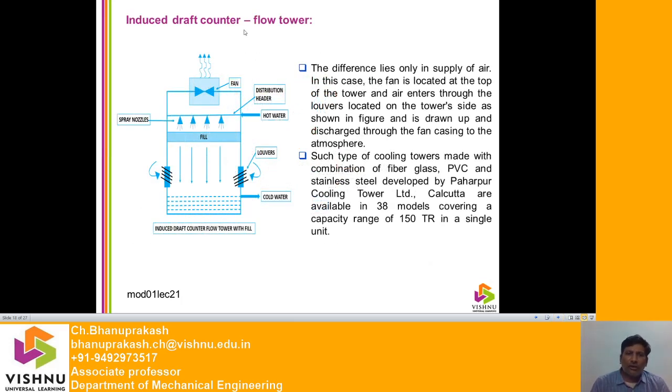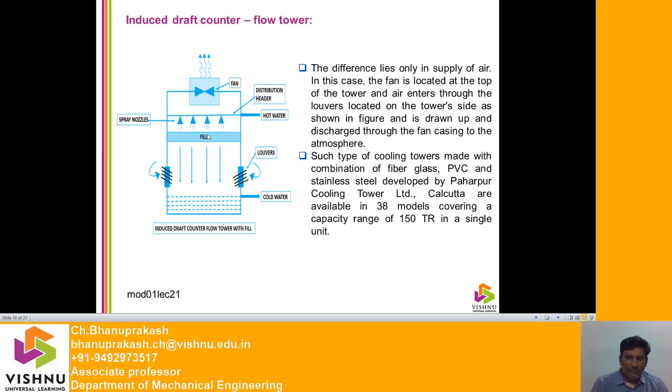Next one is the induced draft counterflow tower. What is the difference? The difference lies only in the supply of air. In the earlier slide the fan was placed at the bottom, but here the fan is placed at the top. The fan is located at the top of the tower and air enters through the louvers located on the tower side. Here the air will be flowing and passing through the fill.